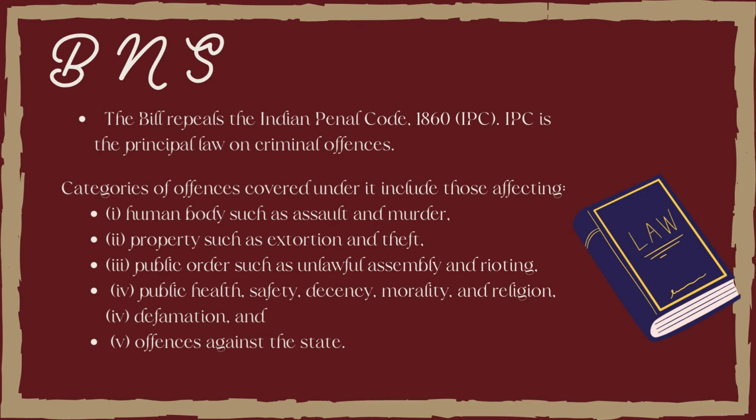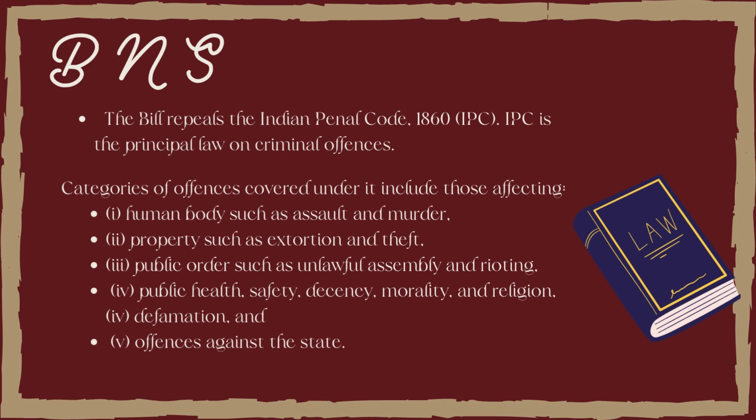So what are the categories that actually come under the IPC? Many people might have a doubt about what the IPC covers. It mainly covers five categories. The first one is anything related to the human body, like murder or assault. The second one is property, like theft or extortion. The third one is public order, the disturbance of public order by unlawful assembly, rioting, or protests which are not given any permission.